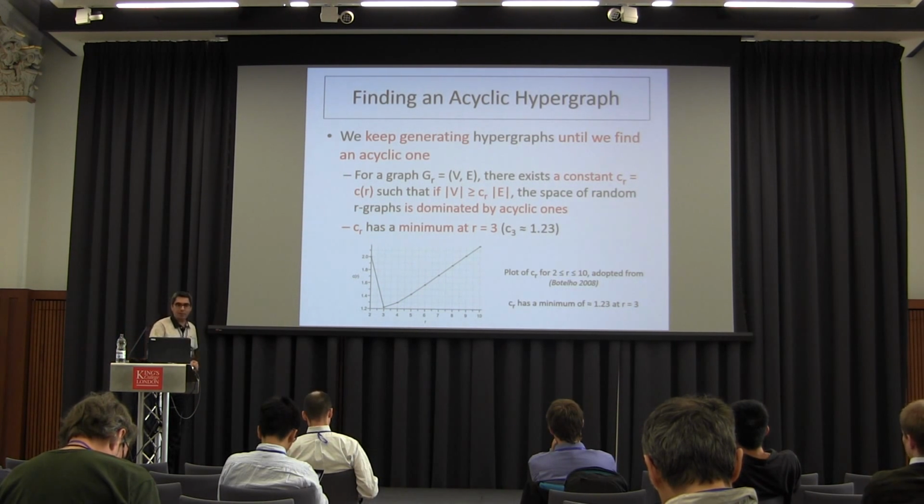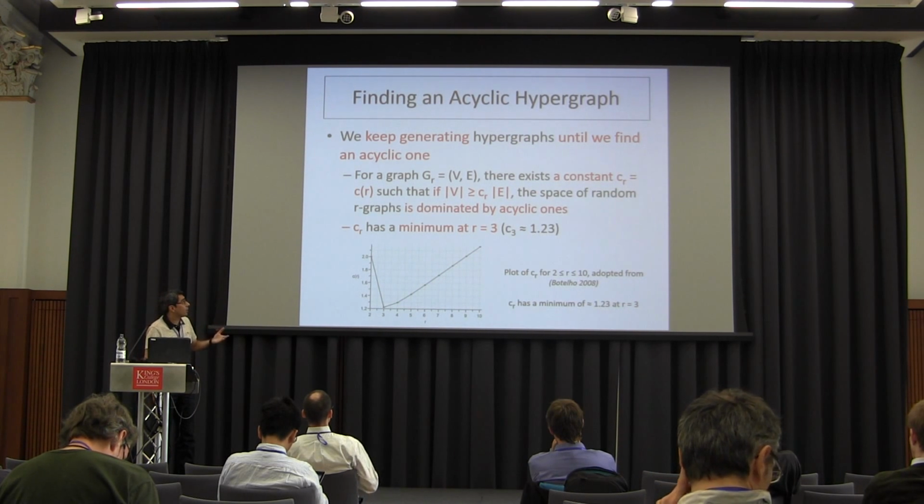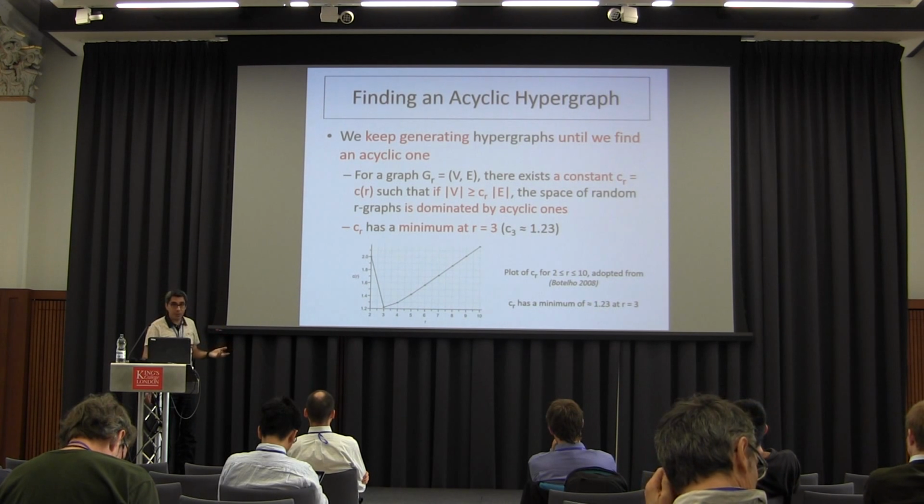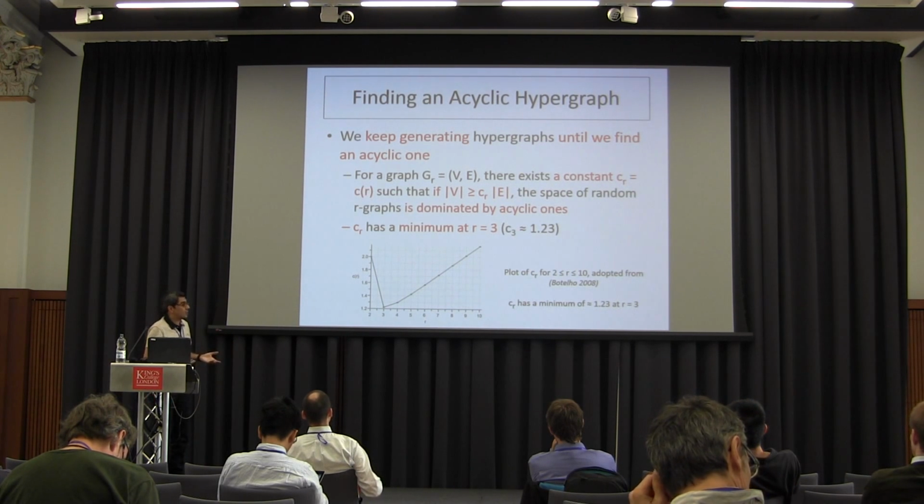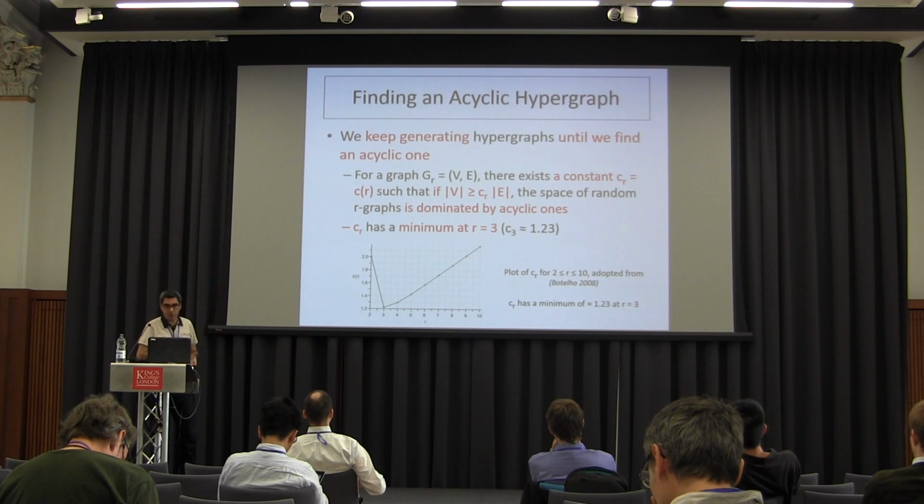We should know that in the mapping step, we keep generating hypergraphs until we find an acyclic one. But what's the guarantee that we can find such a graph?